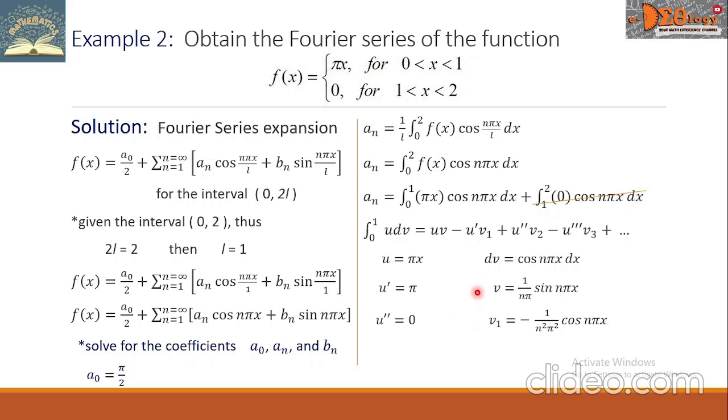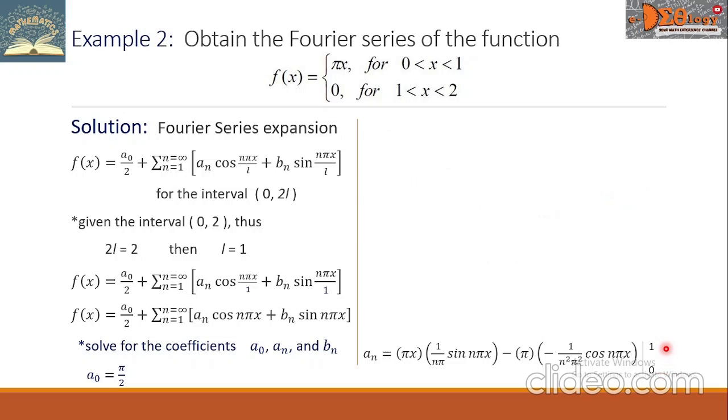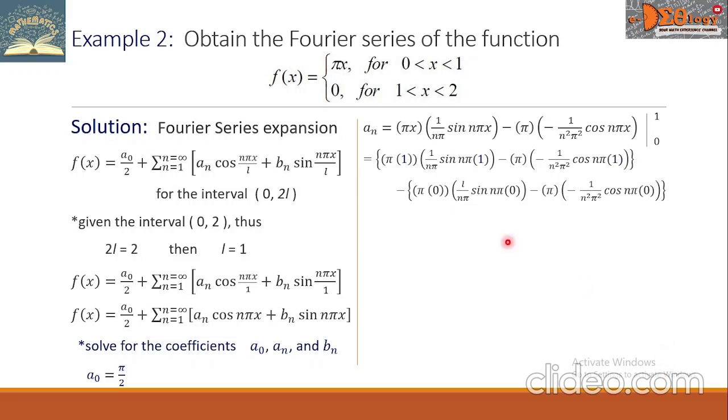Then we will substitute the corresponding values in our Bernoulli's formula. So a sub n is equal to this pair of factors, the uv, minus the second pair of factors, the u prime times v sub 1. Then we will evaluate this with respect to limits from 0 to 1. Then we have the two big groups. Let's simplify some of the terms.